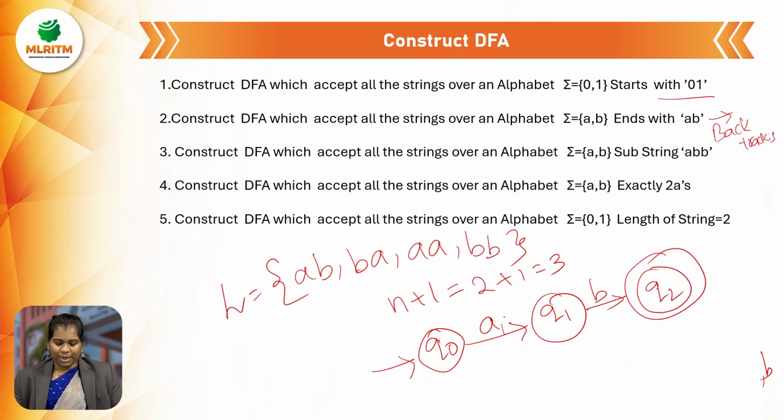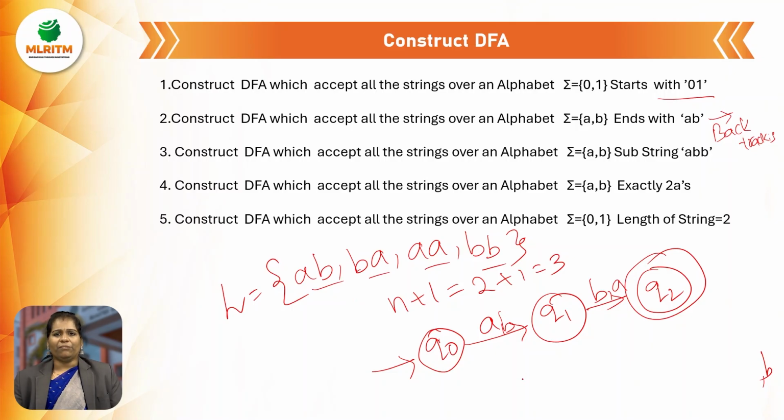Next, B, A. Here we don't need to use a self loop, because a self loop is used for any number of A's and B's, which is applicable when the length is greater than 2. But here the given condition is that the length of the string is only 2, so we don't have to use a self loop. A comma B, B comma A and AA, BB. So the strings are completed.